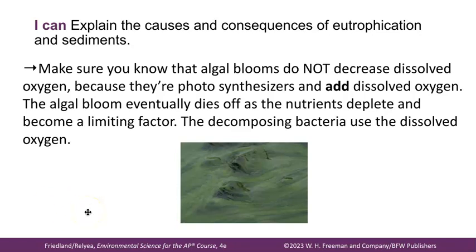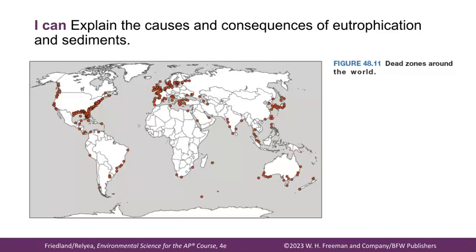Big thing. Make sure you know that algal blooms do not decrease dissolved oxygen because they're photosynthesizers and they add dissolved oxygen. What happens is the algal bloom eventually dies off as the nutrients deplete and become a limiting factor. The decomposing bacteria use the dissolved oxygen, so don't forget that step. Otherwise, it's illogical. Here's our dead zones around the world. You can see they're around coasts, mostly because of nutrient runoff.